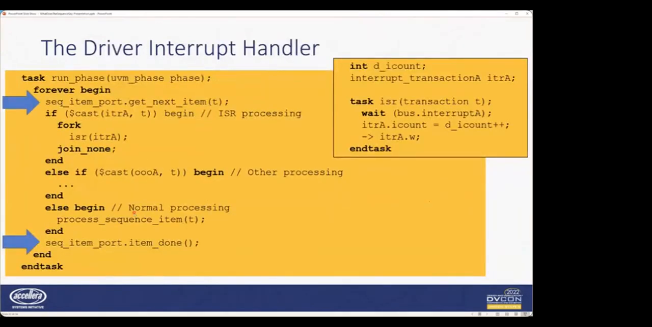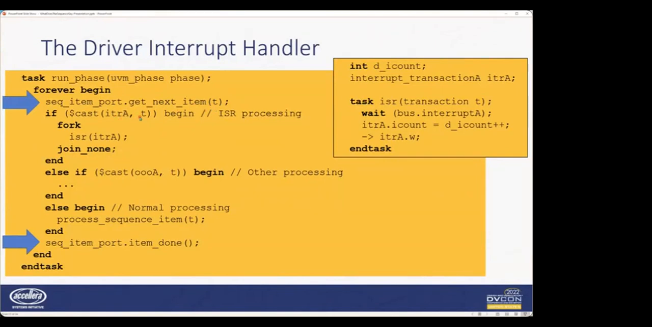So what happens in the driver to make this magic happen? The driver is an extended class. This is a polymorphic driver. We're going to replace that driver in the environment, and it's going to do the usual things: get next item and item done. And in here, there's an if then else ladder. So we're using cast to figure out what kind of transaction is coming through, because in a polymorphic world, there could be many different types of transactions coming through here. And we're going to use this cast. It will either succeed or fail, 0 or 1.